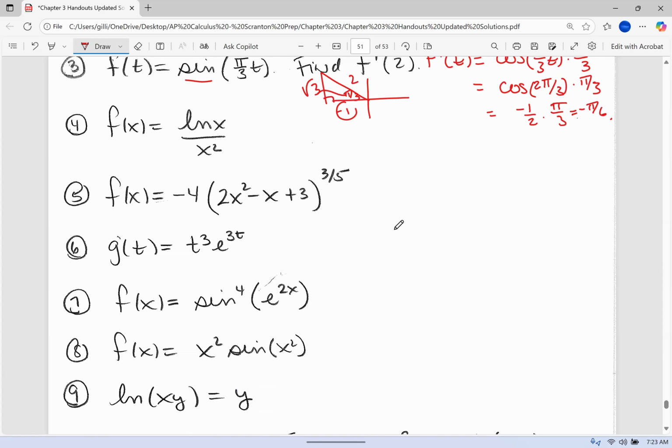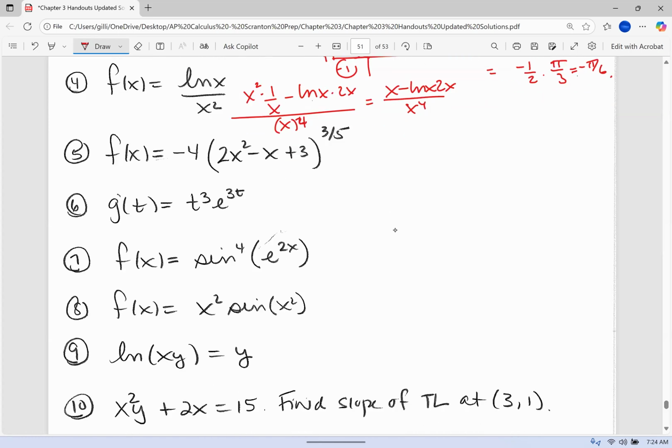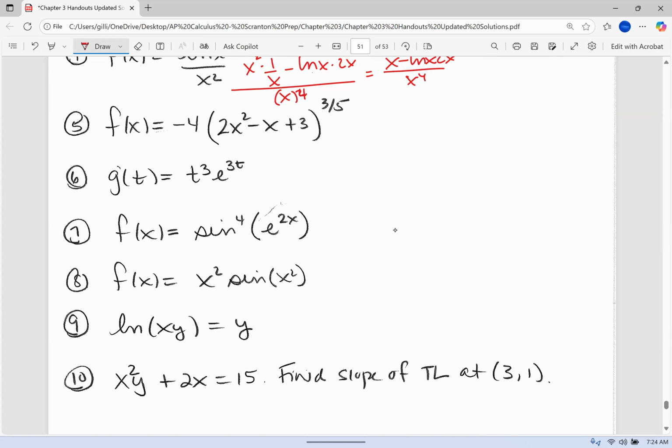And number 4, I would do a quotient rule. So it's the bottom times the derivative of the top minus the top times the derivative of the bottom, all over the bottom squared, which would be to the 4th power. And this cleaned up would become that over x to the 4th. And number 5, the derivative would be found by dropping down the power, repeating the inside, decreasing the power by 1, and timesing it by the derivative of the inside.